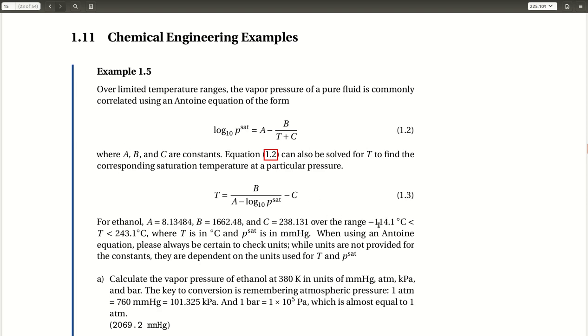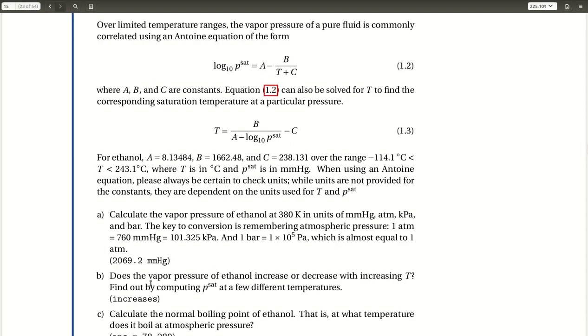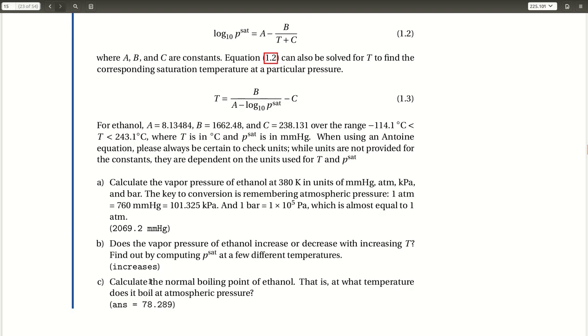Then there's a series of questions. We're asked to calculate vapor pressure at a given temperature, and also whether we can calculate vapor pressure in other units besides millimeters of mercury. Then a what-if scenario: does vapor pressure increase or decrease with temperature? We can increase the temperature, repeat the calculations, and see the effect. And then also calculate the corresponding saturation temperature.